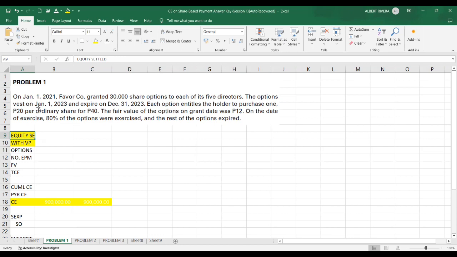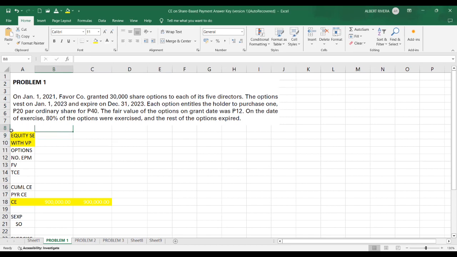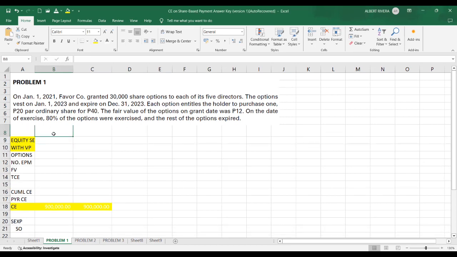Is there a vesting period or none? There is. The vesting period is what? From January 1, 2021. Again, this correction, please put it in your notes. This should be January 1, 2021. This is for 2021 and 2022. Not January 1, 2023 to December. Okay, that's it.